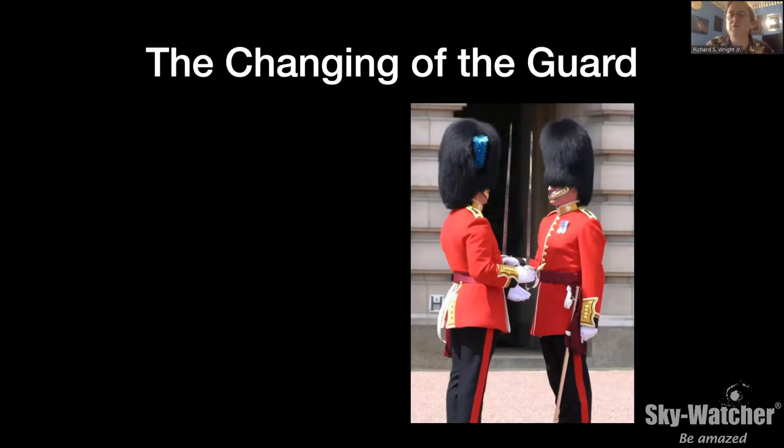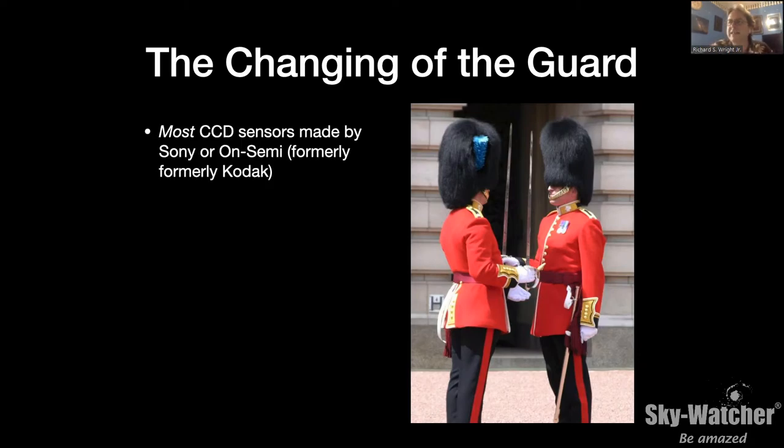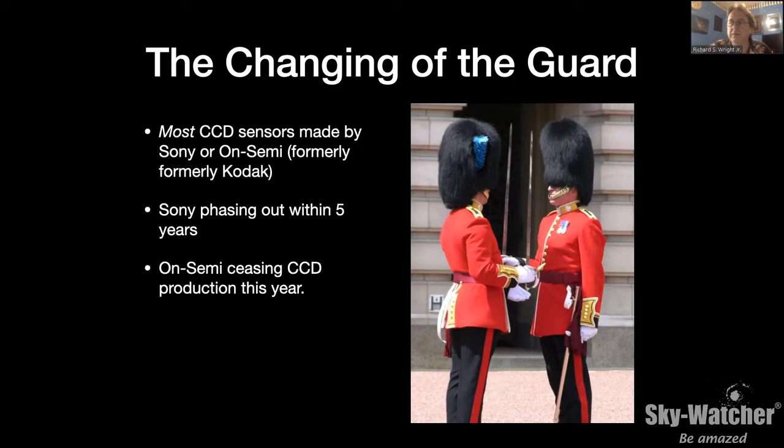Now, unless you've lived in a cave, you realize that CMOS has taken over, so to speak. And so I want to say a few words about why that's happening. Most of the CCD sensors that we use in our cameras are made by either Sony or Onsemi, which way, way back after a couple of generations was Kodak. Sony's announced they're phasing out CCD production within the next 5 years. And Onsemi is ceasing CCD production this year. The Onsemi announcement really surprised a lot of people.